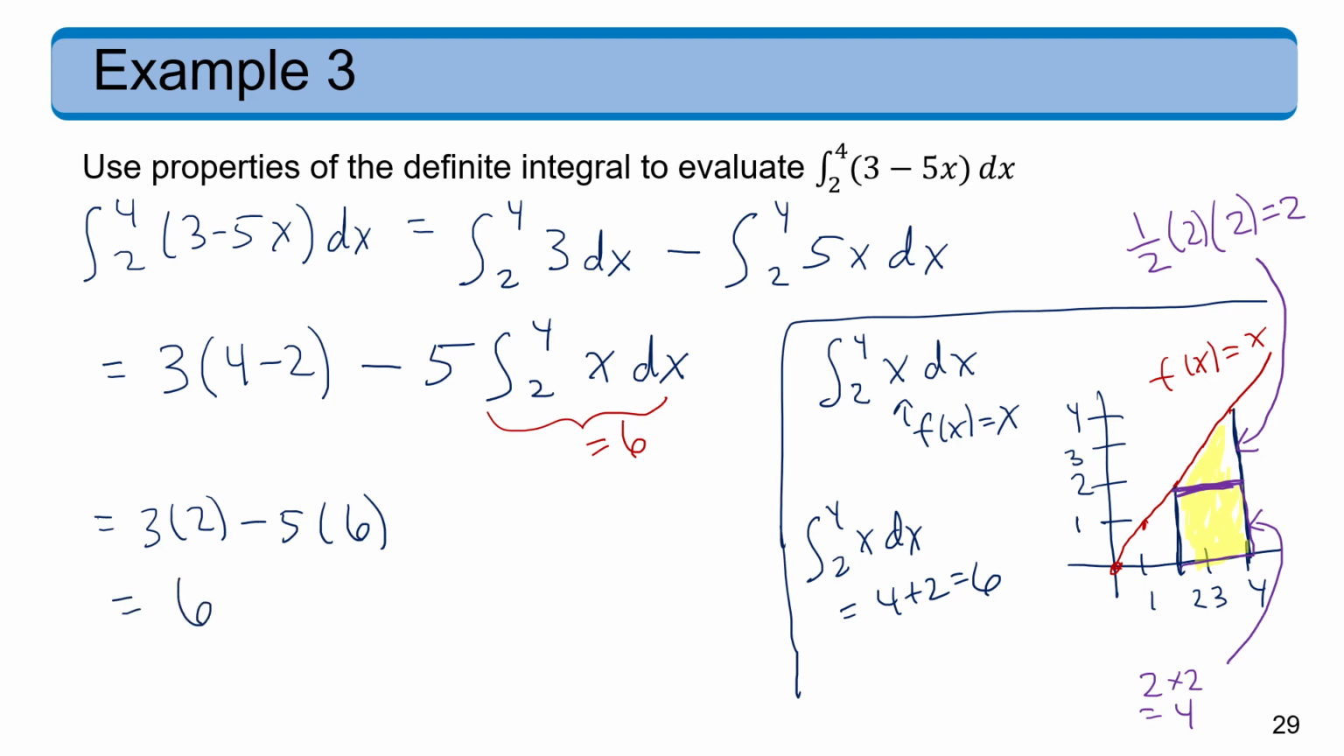We get 6 minus 30, which is negative 24. Okay, so we just evaluated this integral in part by using the properties that we just learned, and then there was one integral left after we used our properties, and we just made an area argument to complete that.